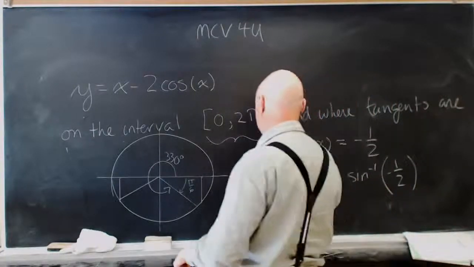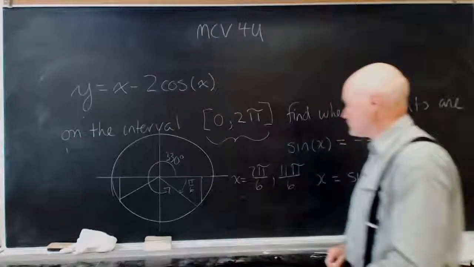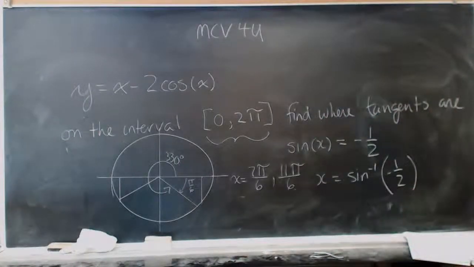So yeah, we said it was x. 2 possible values of x there that would make it horizontal.